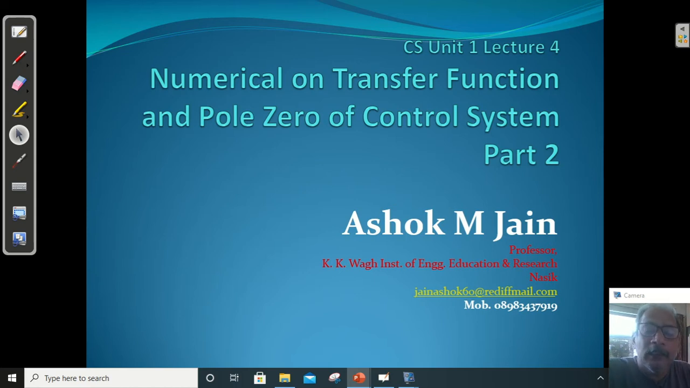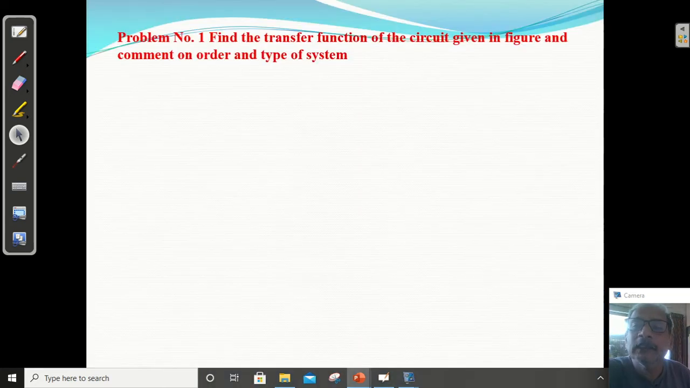In this lecture, I am going to discuss a few numericals based on the transfer function, and how to find the poles and zeros and how to plot the poles and zeros. So this is part 2 I am developing. Part 1 I have developed in lecture number 3. So this is the first problem.